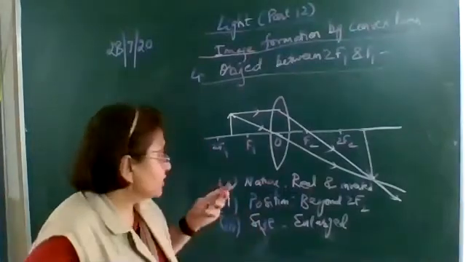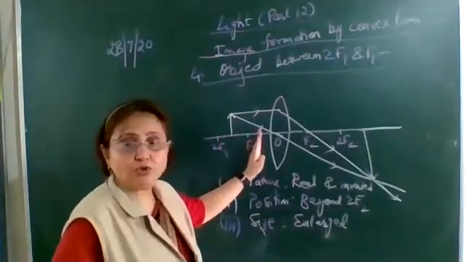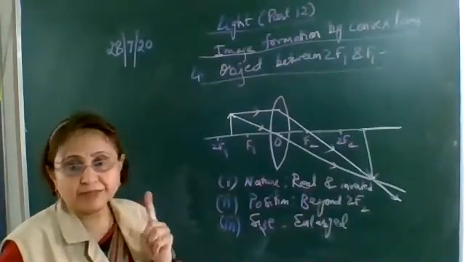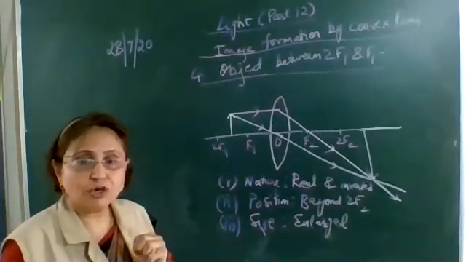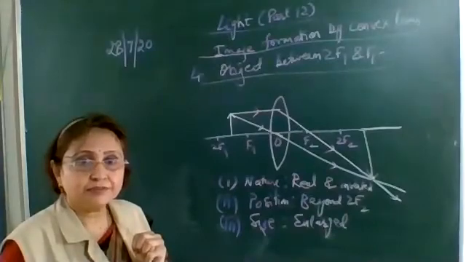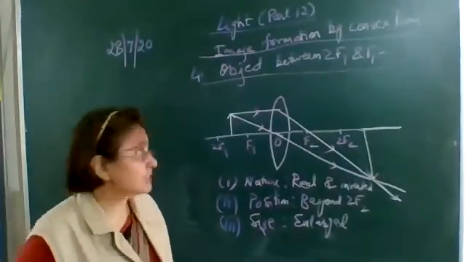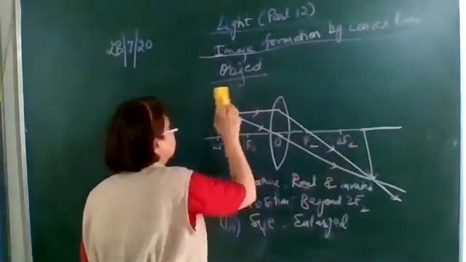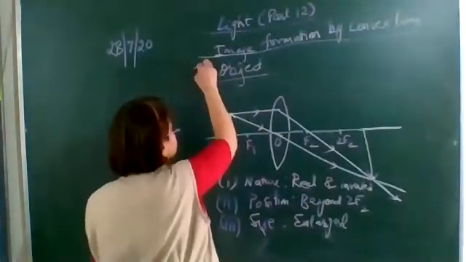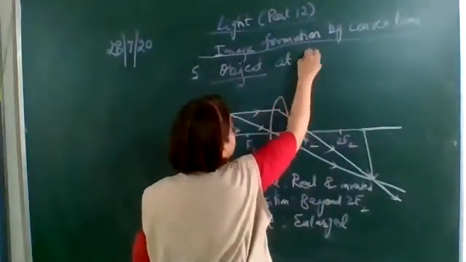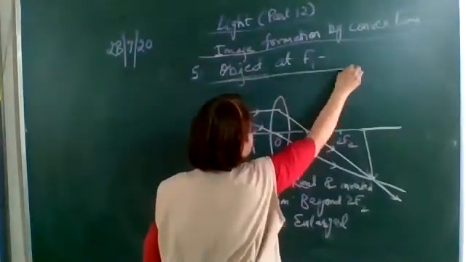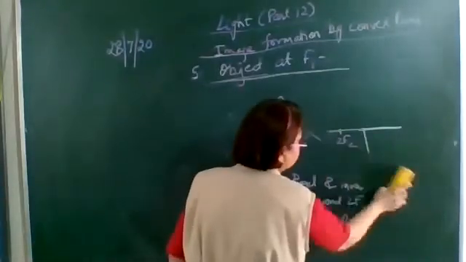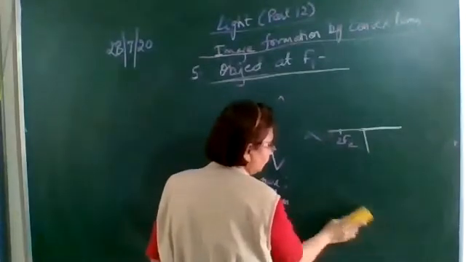Okay, now what will be the next position of the object? We are bringing it closer. So the next position will be object placed at F1, at focus on the left side. So object is placed at F1. Okay, so write the next position, fifth position, object at F1. Object is placed at F1. Okay, so first we'll draw the ray diagram and then we'll discuss these 3 points. Nature.